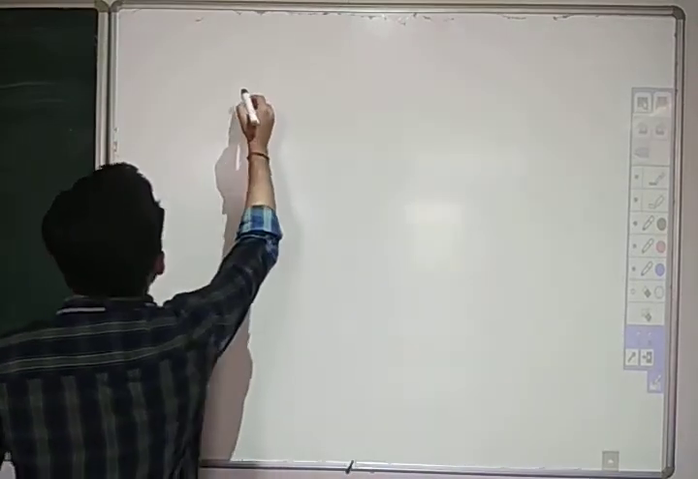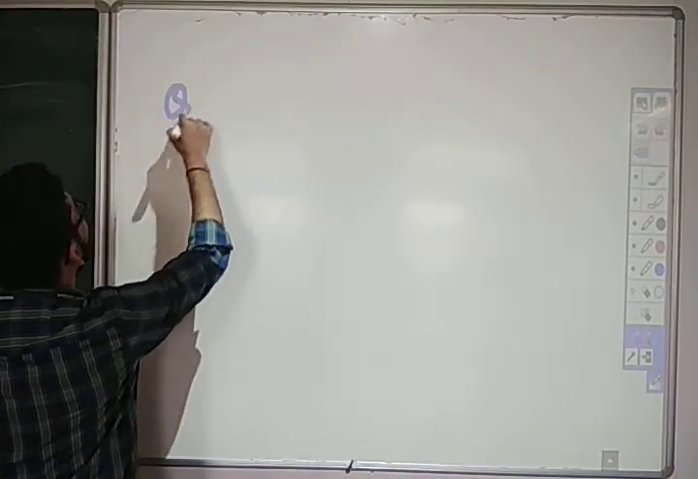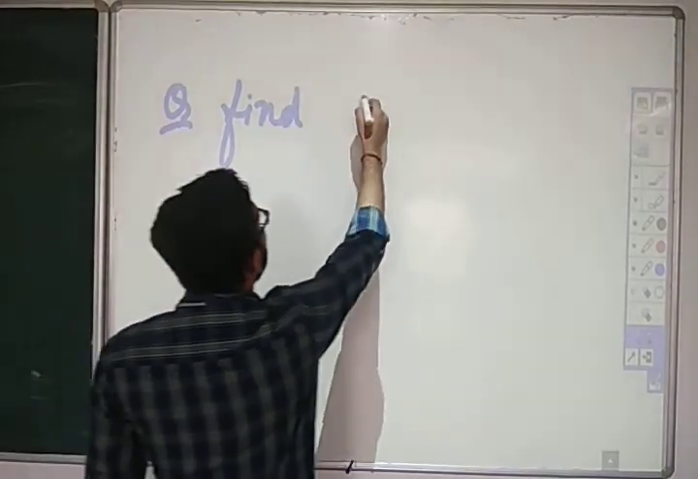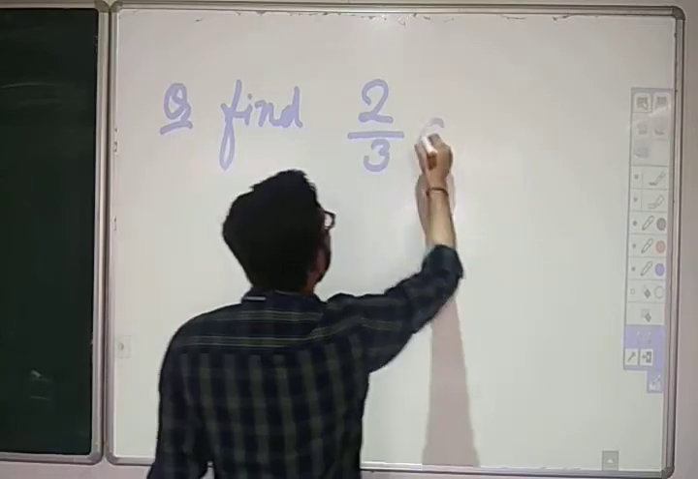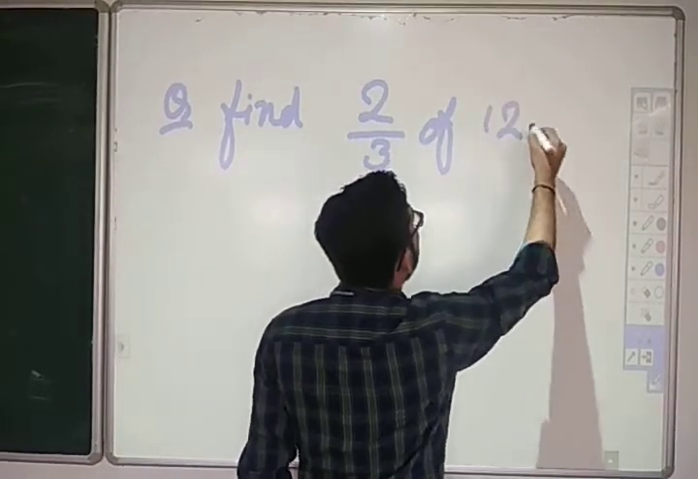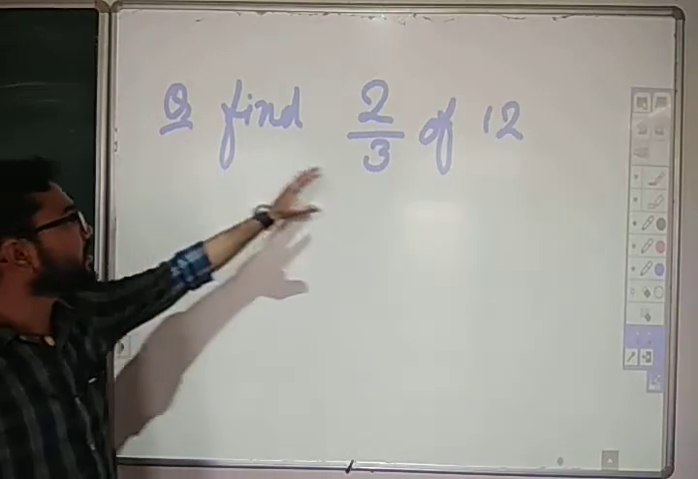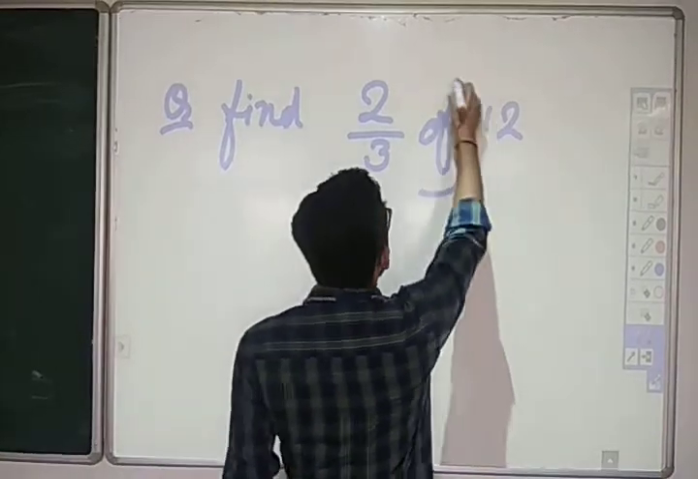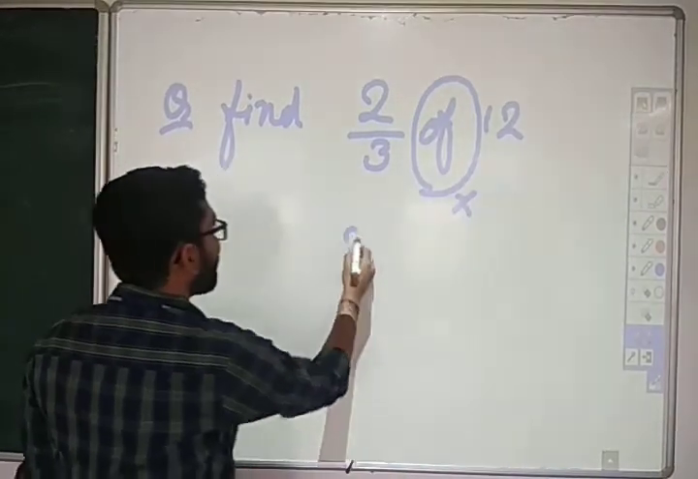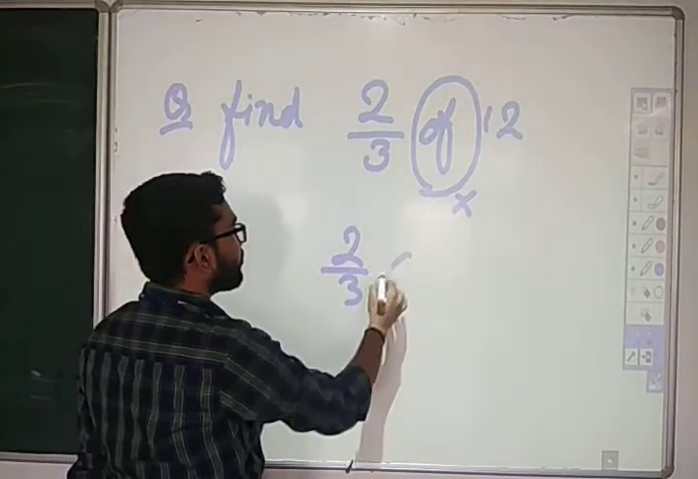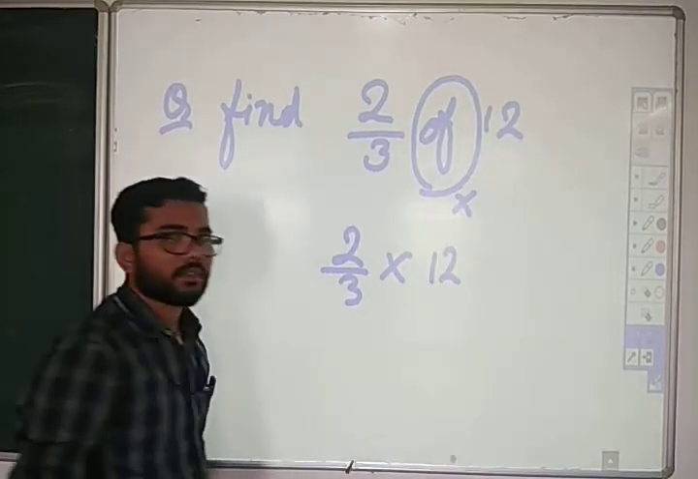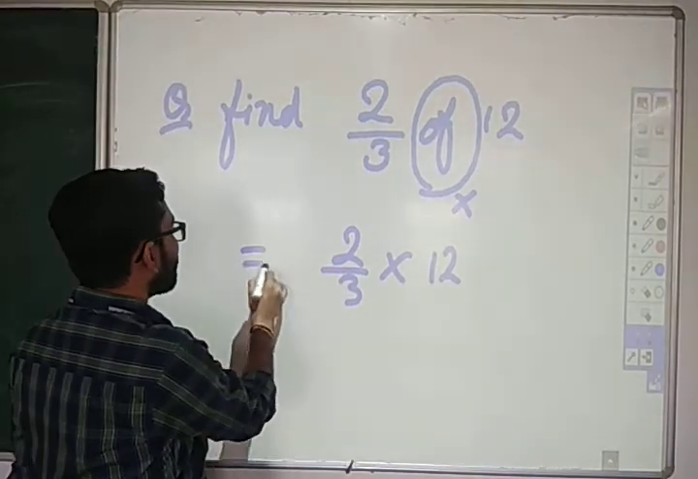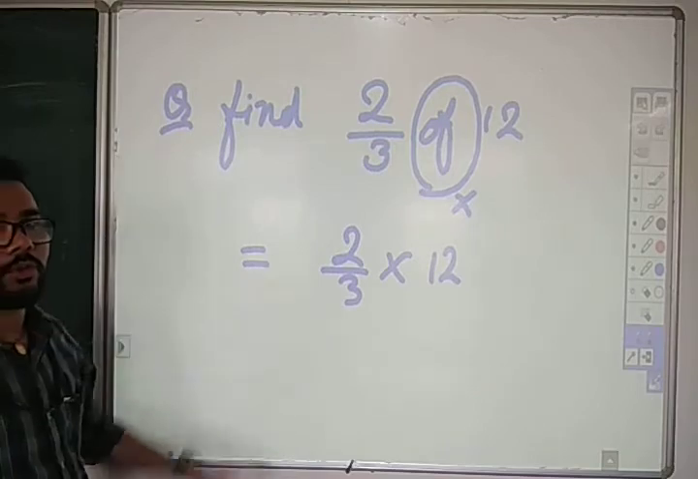Suppose it is given, find 2 by 3 of 12. You need to find 2 upon 3 of 12. Since "of" represents multiplication, we will write 2 upon 3 of means multiplication, into 12. This type of multiplication you did in the previous 4 questions.